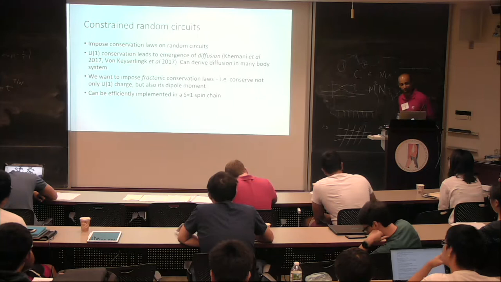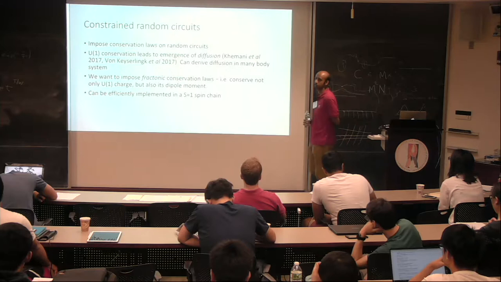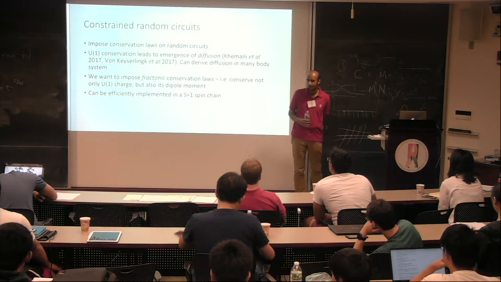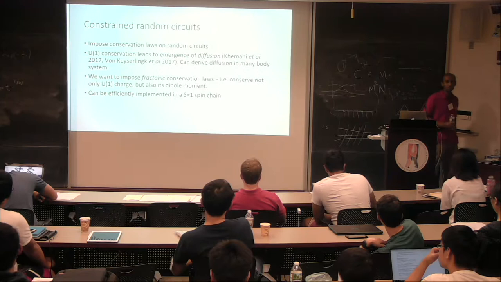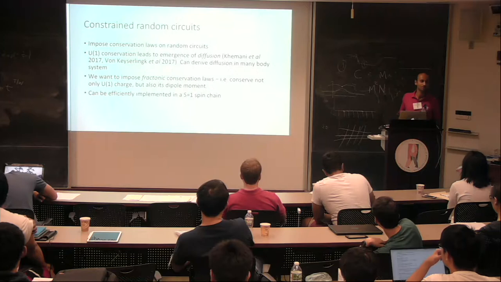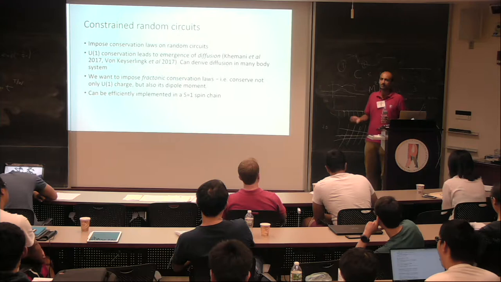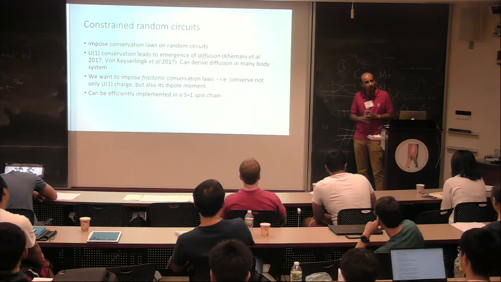And what they did is they considered a random circuit which was constrained to conserve a U1 charge. In their case, it was total S^z. But you have a random circuit, and the gates must conserve a local U1 charge. And if you impose U1 charge conservation, you still find ergodicity, but now you also find diffusion. So you have a conserved U1 charge, you act with random gates, that charge executes a random walk, you get diffusion.